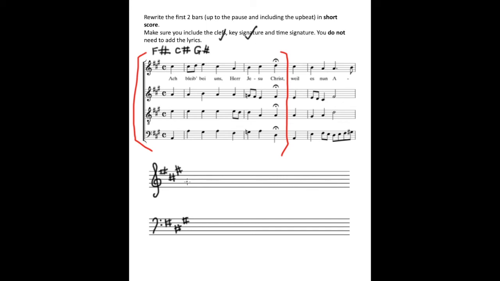Time signature, curly letter C. You could write 4/4, I guess, but let's just copy exactly what's here.